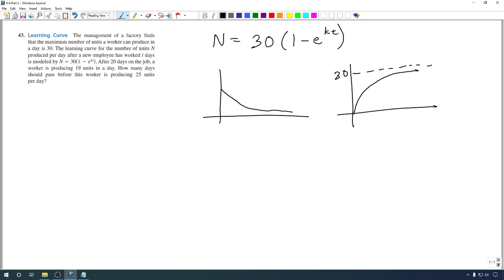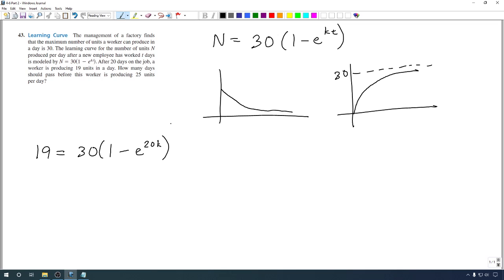Now, we do need to find out what the k is if we're going to be solving this problem. And that's why they give us some information. They say after 20 days on the job, a worker is producing 19 units in a day. That means that our n should be 19 when the t is equal to 20. What is the value of k for this worker? So we could have different k's for different workers. For this particular worker, what is this k?